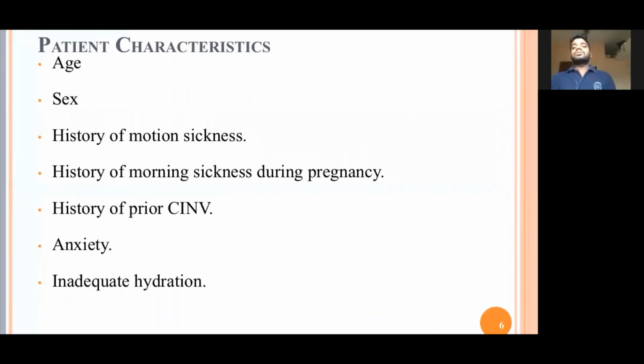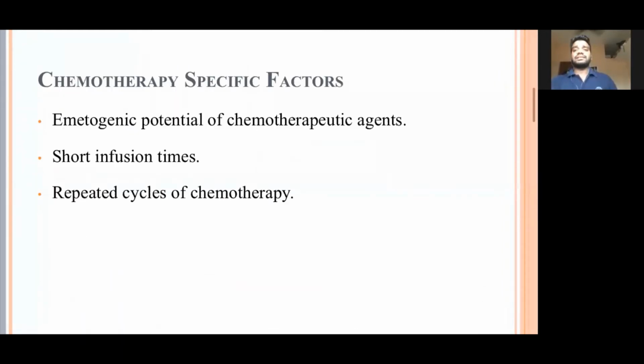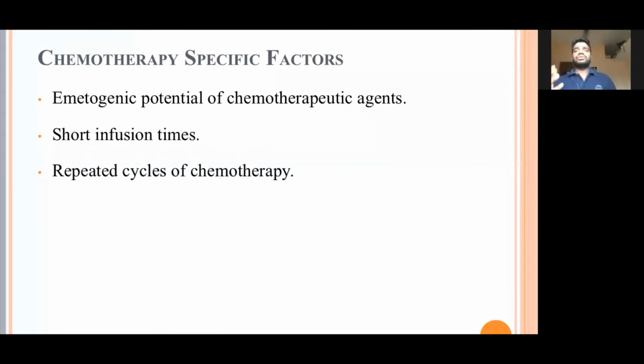So sometimes anxiety can also induce vomiting and nausea, and sometimes inadequate hydration. If the patient is not hydrated well, they can have this nausea sensation. These were the patient-specific factors.